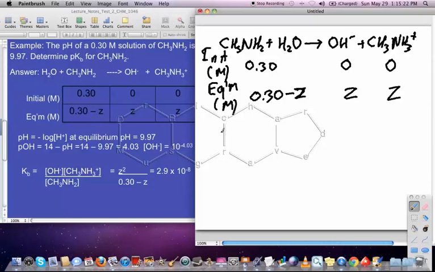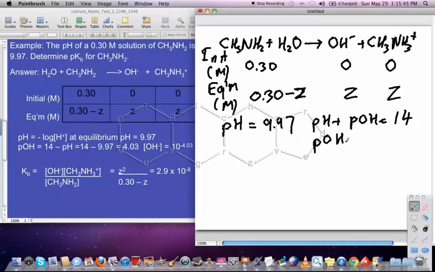Alright, so first of all we have a pH. And the pH is 9.97. Now we know there's a link between pH and pOH, and that is that pH plus pOH is equal to 14. So pOH will equal 14 minus 9.97, and that's going to be 4.03. Alright, so that's our value of pOH.